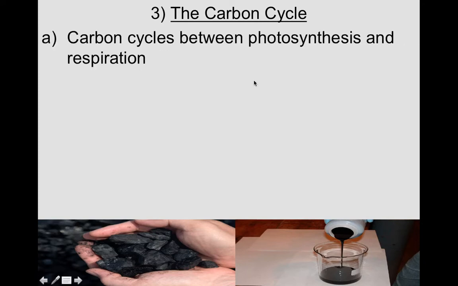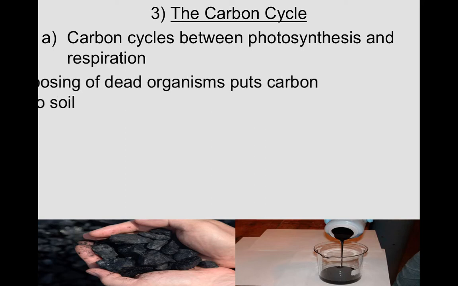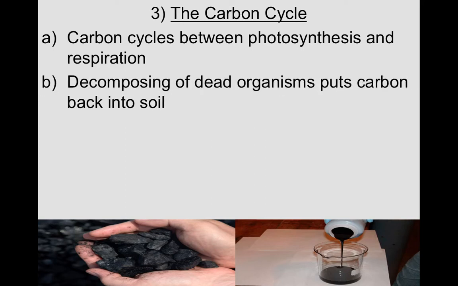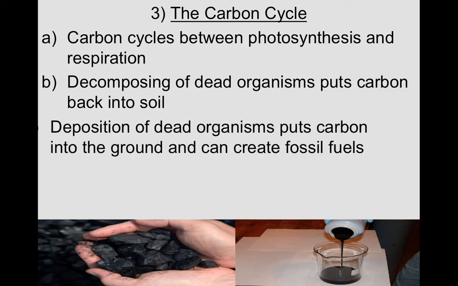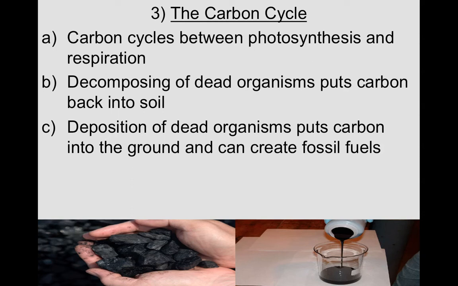So carbon cycles, just like oxygen, between photosynthesis and respiration, which we studied in Unit 2. The decomposing of dead organisms puts carbon back into the soil, so that's good. So when decomposers break those organisms down, they can put some of that carbon into the soil for plants and other things to use. The deposition, which is just a fancy word for burial, the deposition of dead organisms can put carbon into the ground, and over time, over huge amounts of time, like millions of years, they can actually become fossil fuels. So down here we have coal and oil.